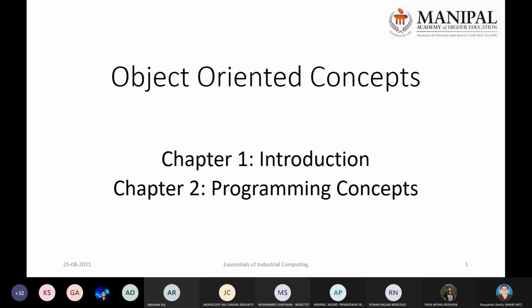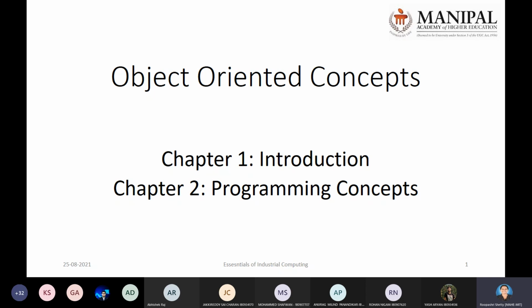Yes, ma'am. All right. As I said, there are 4 modules. First module is OOP. The second module is analysis of algorithms. Third module is software development methodology. And fourth module is introduction to web technologies. Let's begin with our first module, that is object-oriented concepts.